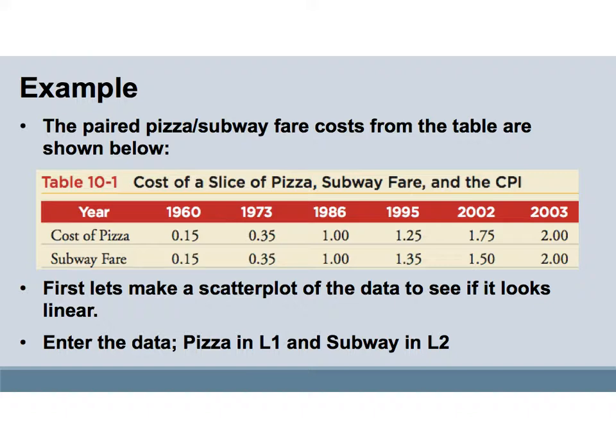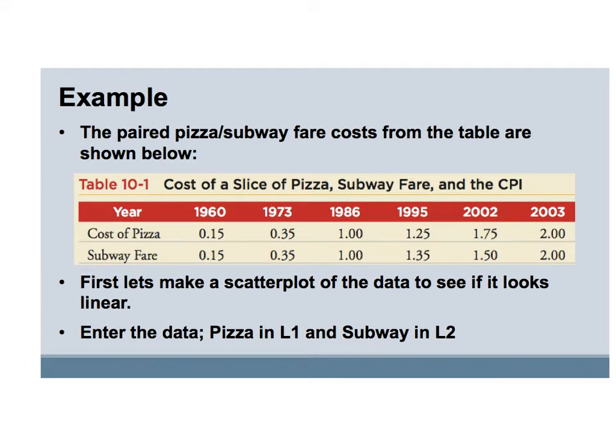So first we're going to make a scatter plot. That's always your first step. Okay? And this is what I was talking about, that you don't have to really think about which one's which. You can just always assume whatever the first one is X, whatever the second one is Y. X's always go in L1, Y's always go in L2.